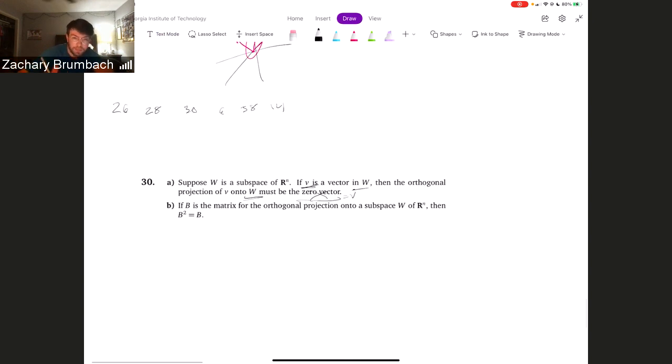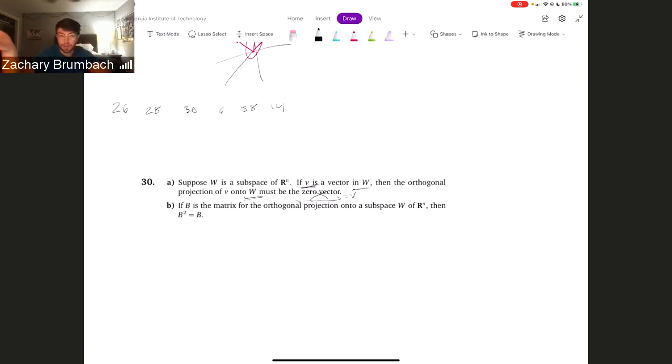For question B, it says if B is the matrix of the orthogonal projection onto the subspace, then B squared equals B. This is not as intuitive, but you can think about it in terms of doing something and then doing something again. So let's not think about the numbers behind the matrix. Let's think about what the matrix is doing. So if I have a line and I have a plane and I mash everything onto it, and then I mash everything onto it again, did it do anything the second time? No, it did not.